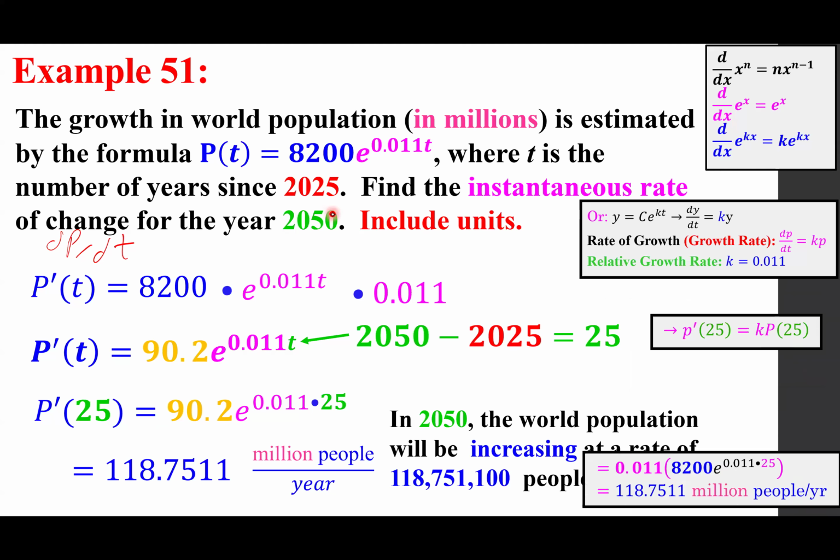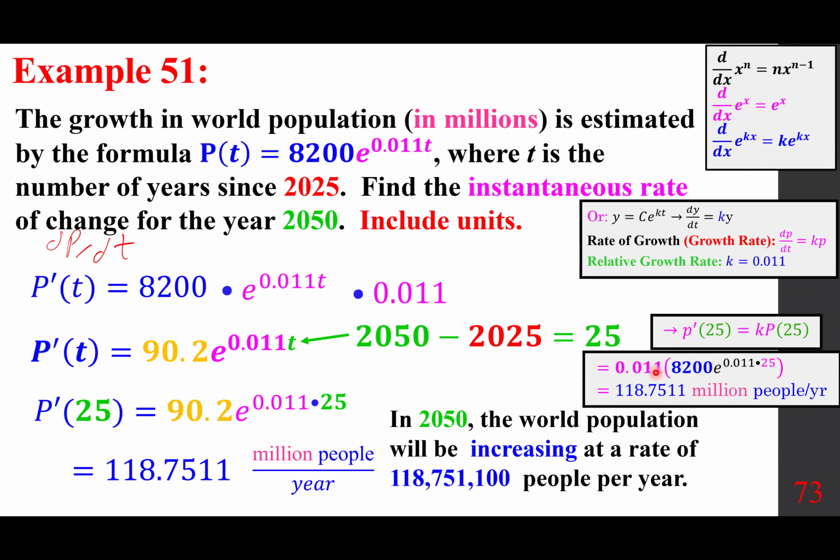So 0.011, that's k. P of 25, just plug in 25 here. In other words, the population is 8,200 e to the power 0.011 times 25, right? Put it into a calculator, you get exactly what you have. This is another way of approaching it that has been discussed, okay?